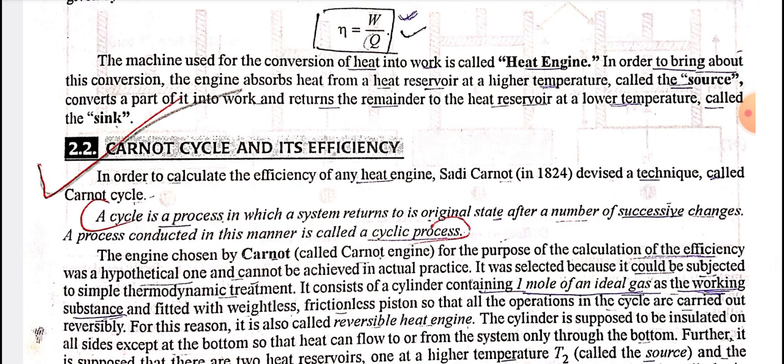In order to calculate the efficiency of any heat engine, Sadi Carnot devised a technique called the Carnot cycle. A cycle is a process in which the system returns to its original state after a number of successive changes. A process conducted in this manner is called a cyclic process. The engine chosen by Carnot, called the Carnot engine, for the purpose of the calculation of efficiency was a hypothetical one and cannot be achieved in actual practice. It was selected because it could be subjected to a simple thermodynamic treatment. It consists of a cylinder containing 1 mole of an ideal gas as the working substance and fitted with a weightless, frictionless piston so that all the operations in the cycle are carried out reversibly.